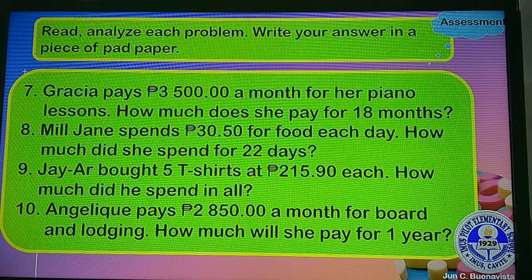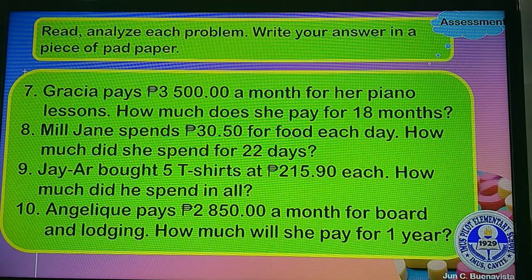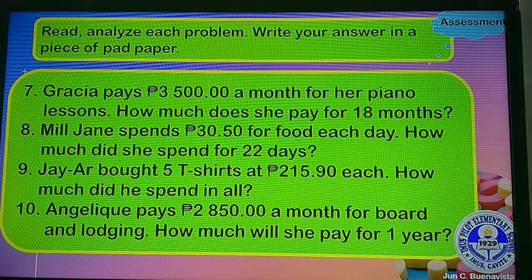Number 8, Mil Jane spends 30 pesos and 50 centavos for food each day. How much did she spend for 22 days? So, each day. So, anong operation? So, problem number 8 is a routine problem. Only one operation you are going to use.